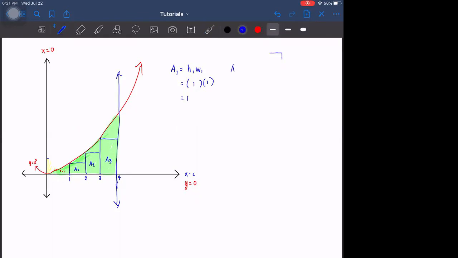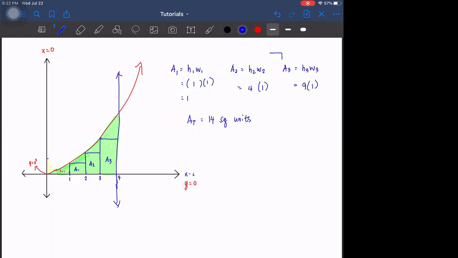Okay. How about area 2? H2, W2. Width 2 is also 1. Pilay height niya? 4. It's 4. Area 3. H3, W3. Pilay height niya? 9. So, pilay total nga area? 13. Pila? 14 square units. Layo ra kayo, no?